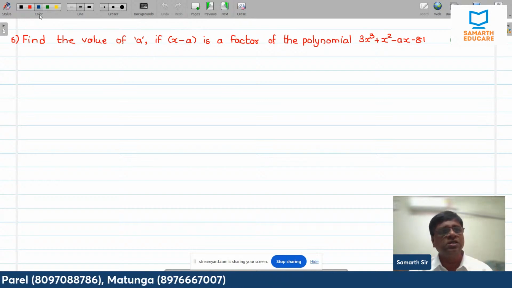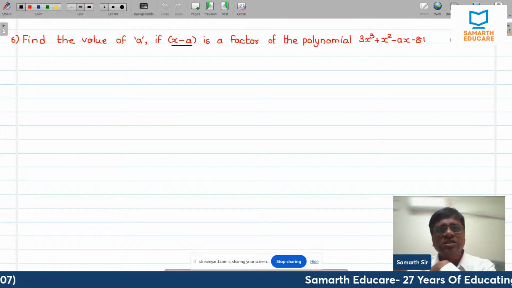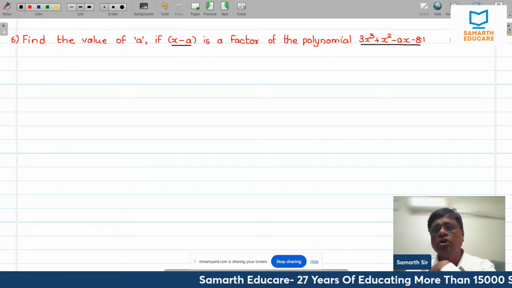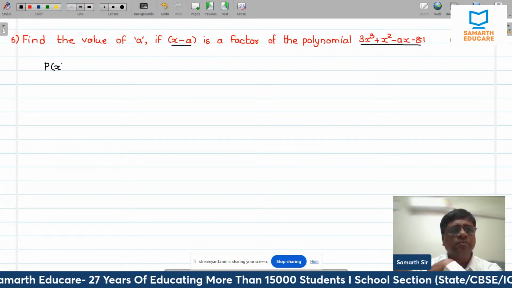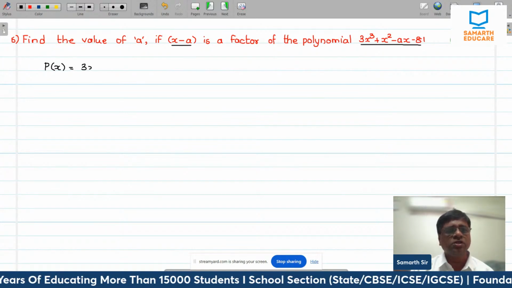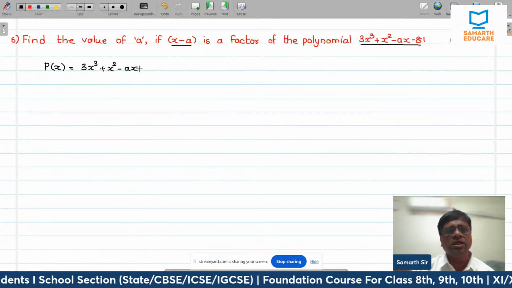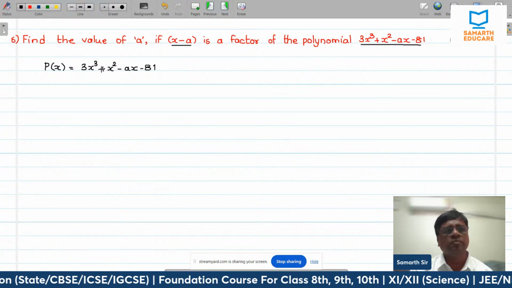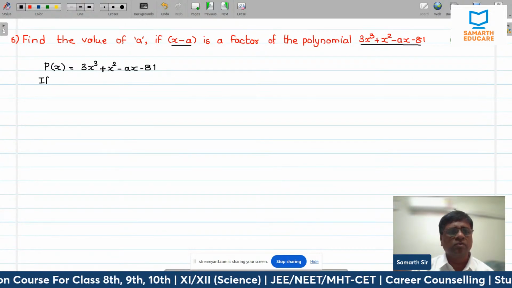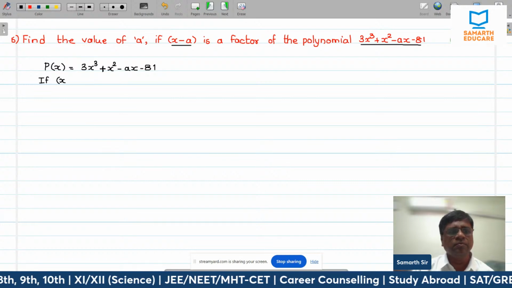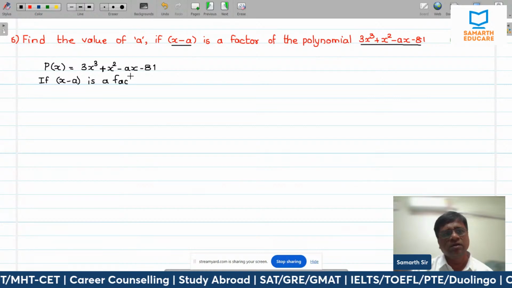So let us start with the problems. Find a value of a if he says x minus a is a factor of this polynomial, right? So here, what is p of x? p of x is 3x cube plus x square minus ax minus 81, right? Now if x minus a is a factor, he is saying, right?